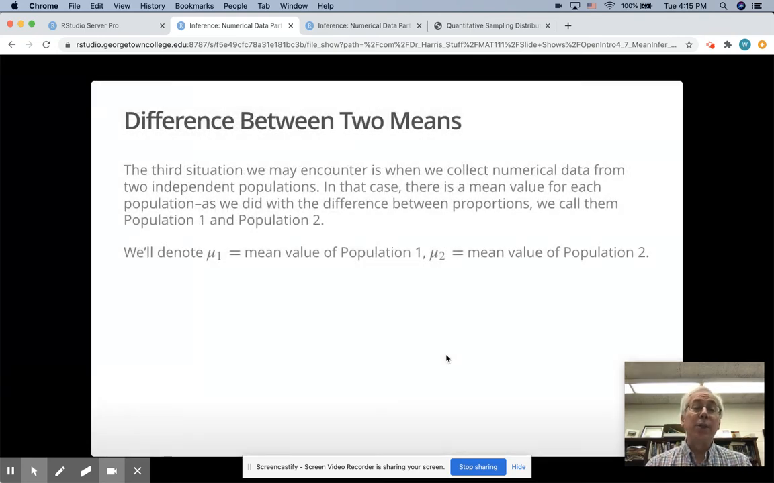Then let's turn our attention to the third of these scenarios, the difference between two means. This is going to arise when we have two different populations, and we're going to collect unconnected samples from each of the two populations. We're going to denote one of the populations, population 1, the other one, population 2. Each one of them will have a mean value associated with them for the numerical value that we're interested in from each population. So mu1 is going to be the mean value from population 1. Mu sub 2 will be the mean value from population 2.